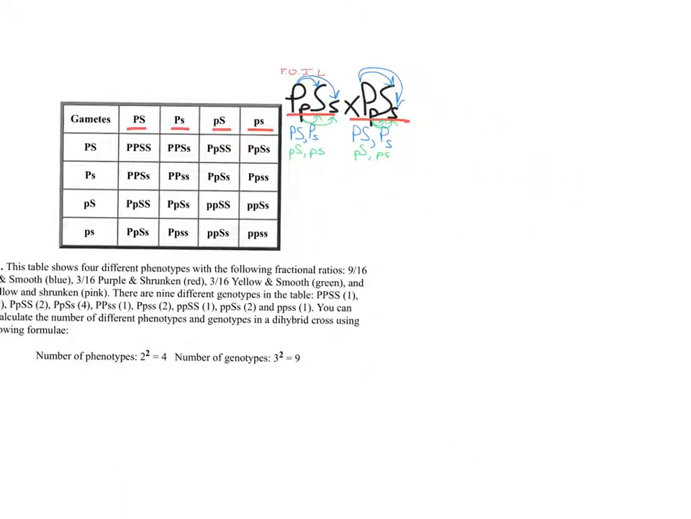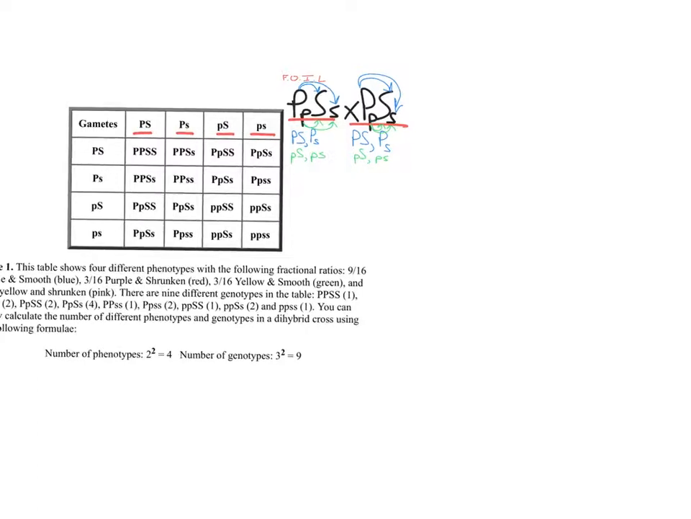Let's take a look at what happens if one of these is homozygous for just one character. Big P, little p, big S. How many different gametes can this creature make? Do the FOIL. Do it on paper so you get the practice.